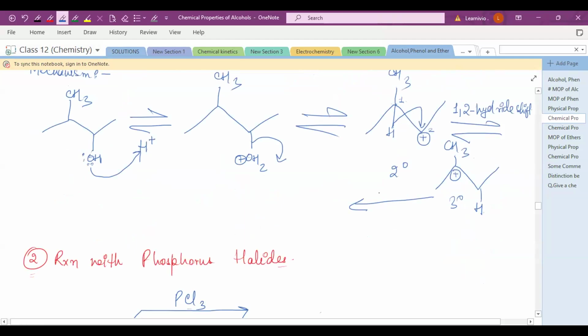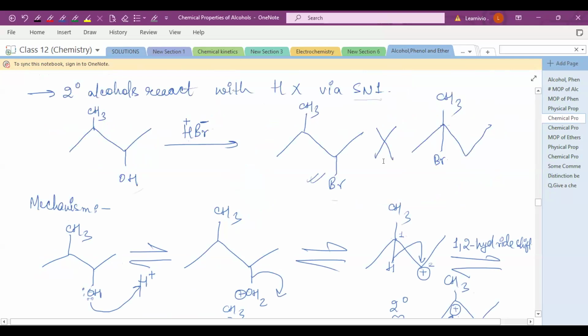So Br minus will come and attach to this carbocation. So that's how CH3, and here bromine, and here this is the hydrogen, CH2. So that is the product. That's how this tertiary alkyl halide is formed, not the secondary one. Is it clear, everyone?